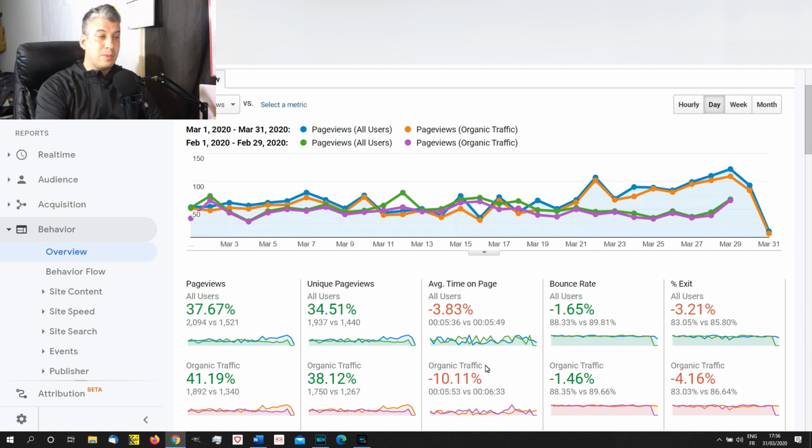Apparently, I've taken a little bit of a hit in terms of time on page. So it's not too bad, but maybe I should keep my eye on that. And the bounce rate also seems to have, well, reduced. So it's gone down by just under 2%, 1.5%. So that's pretty good.